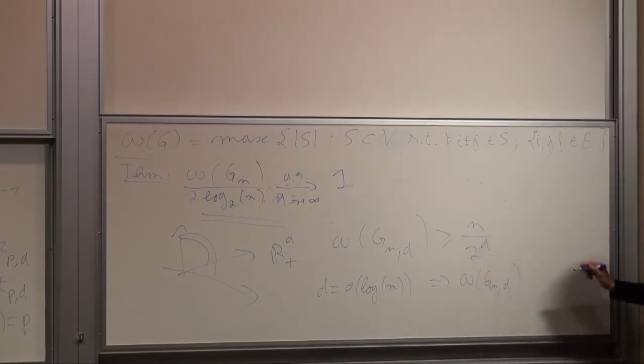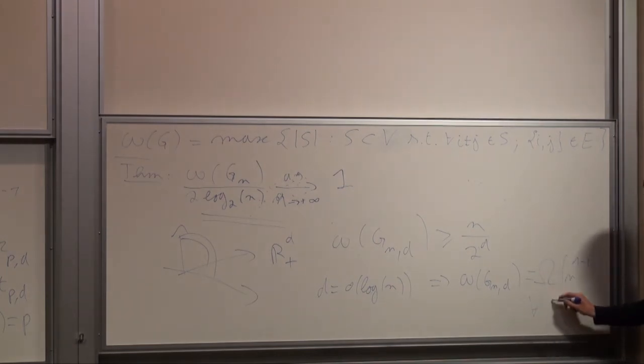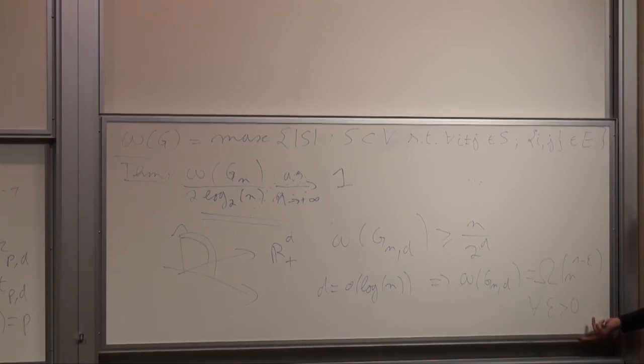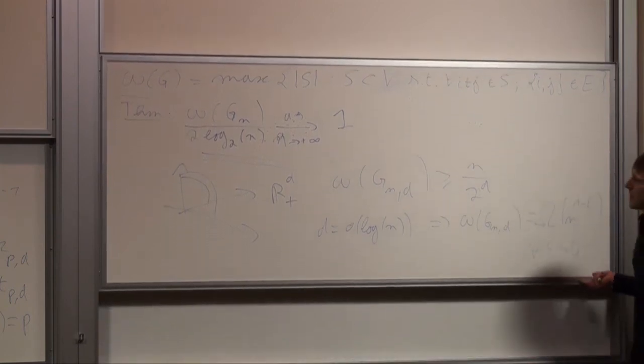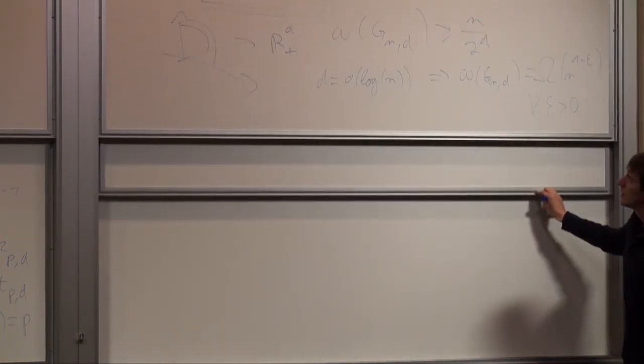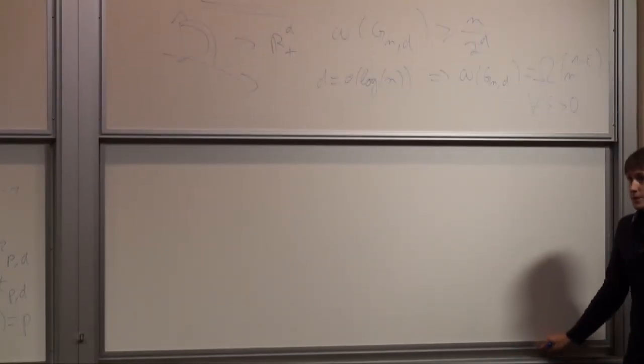This thing is omega of n to the 1 minus epsilon for any positive epsilon. So before log n, when the dimension, the number of features, is less than log of the size of the network, you have more than polynomial sized cliques. So that's one extreme, when d is small.